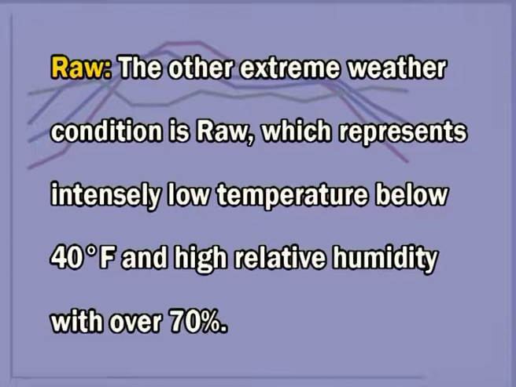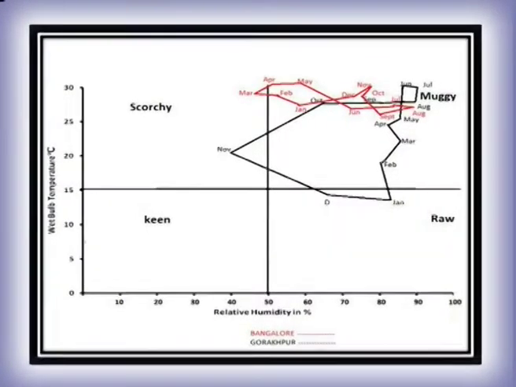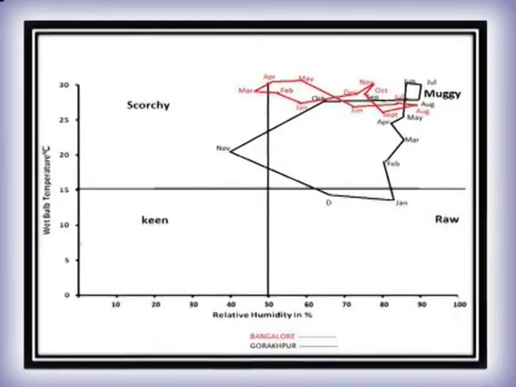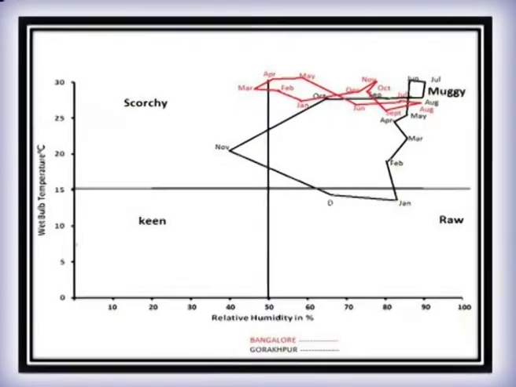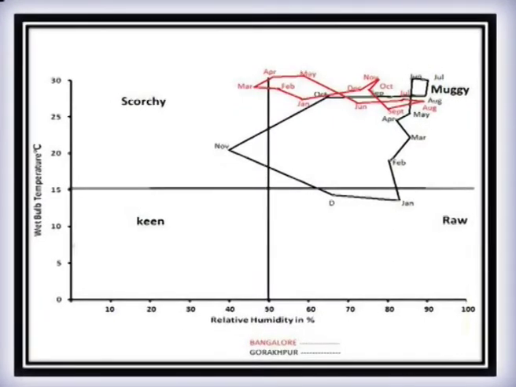Raw. The other extreme weather condition is raw, which represents intensely low temperature below 40 degrees Fahrenheit and high relative humidity over 70%. Some extreme examples of weather can be referred to the polar regions, which is in the permafrost region. This figure shows the 4 different extreme conditions, the scorchy, muggy, keen and raw, in the 4 corners of the figure.